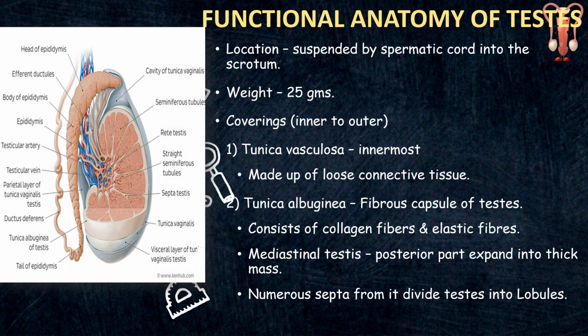This tunica albuginea on the posterior part of the testis expands into a thick mass which is called the mediastinum testis. Numerous septa from this mediastinum testis project into the testis, and thus they divide the substance of the testis into a large number of lobules. And the third layer is the tunica vaginalis, which is the outermost covering composed of mesothelial cells.